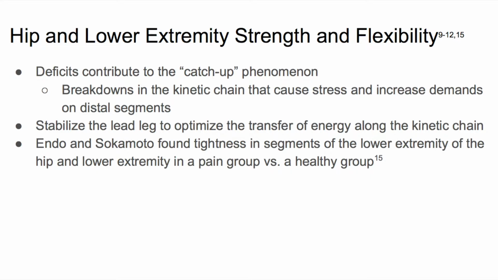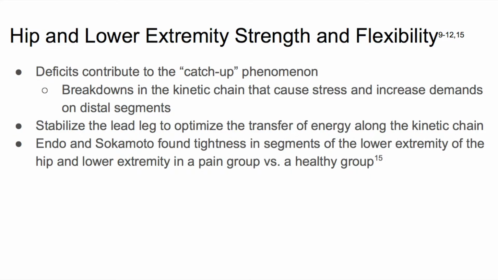To first understand this, I think we have to look at the catch-up phenomenon. We briefly spoke about it earlier in the talk, but deficits in the kinetic chain contribute to what is called a catch-up phenomenon, and basically that is breakdowns in the kinetic chain that cause stress and increased demands on distal segments. So starting from the ground up, we're looking at hip and lower extremity strength and flexibility. If we have hip weakness, we're going to need to generate more force at the distal segments to compensate for that hip weakness.